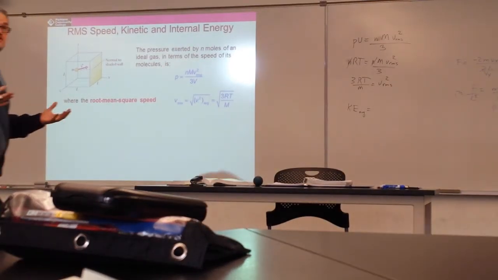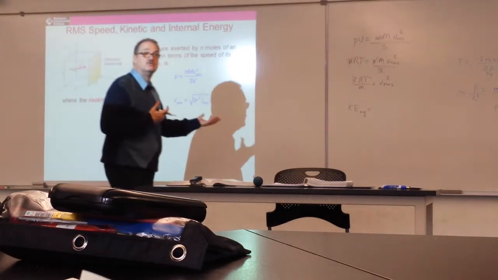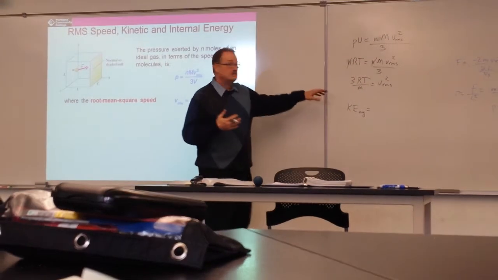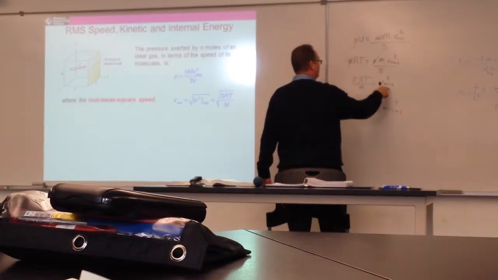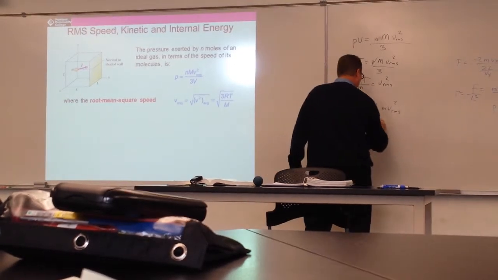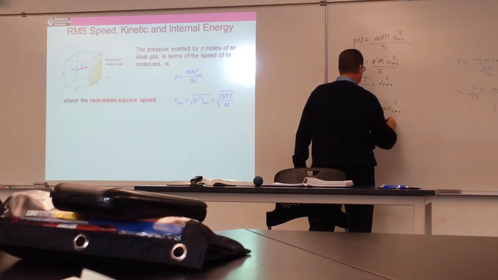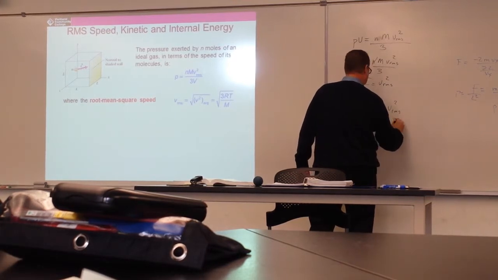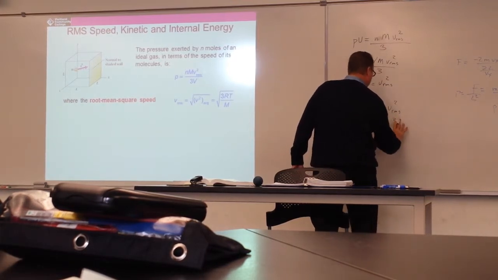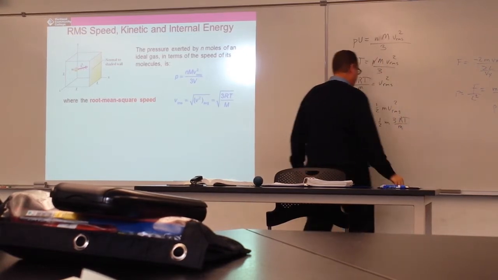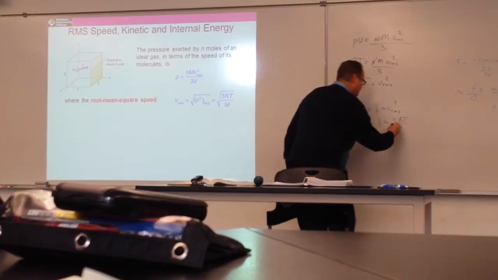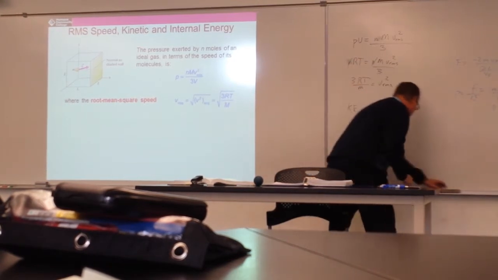So if I wanted the average KE, what v would I use? The v_rms. So it's going to be 1/2 m v_rms squared. Well, I know what v_rms squared is here, so this is 1/2 m times 3RT over the molar mass, big M. Let me write that more clearly.